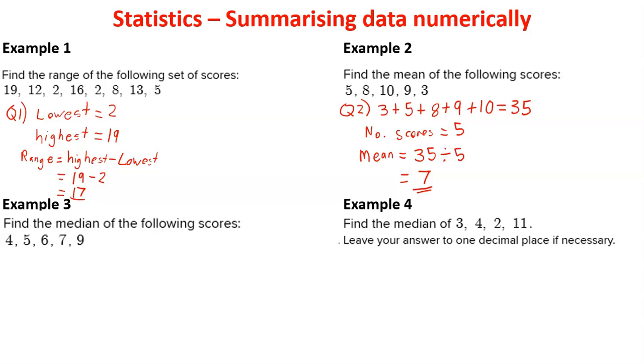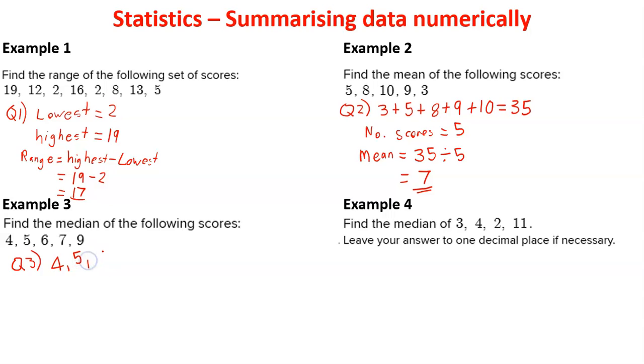Example number 3, find the median of the following scores. So again, we need to remember, what do I need to do to find my median? Median is the middle score, but it's the middle score when the data is in order. So we're going to make sure the data is in order. In this particular case, the data is in order. So what would I write in my book? I would write question 3. I would put my data in. If it's not in order, I would actually put it in order when I copy it into my book.